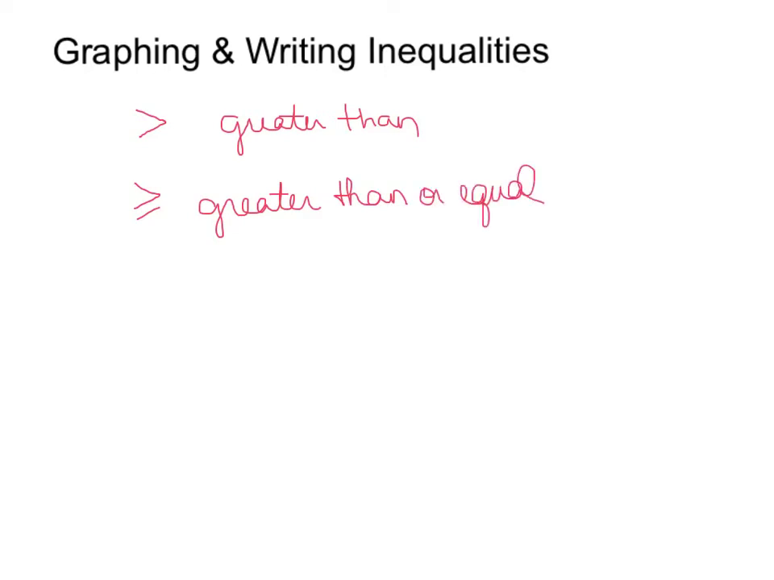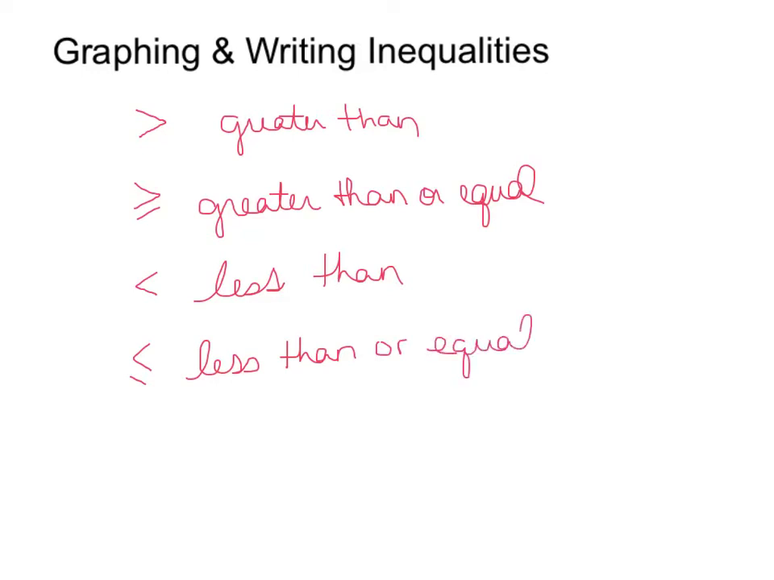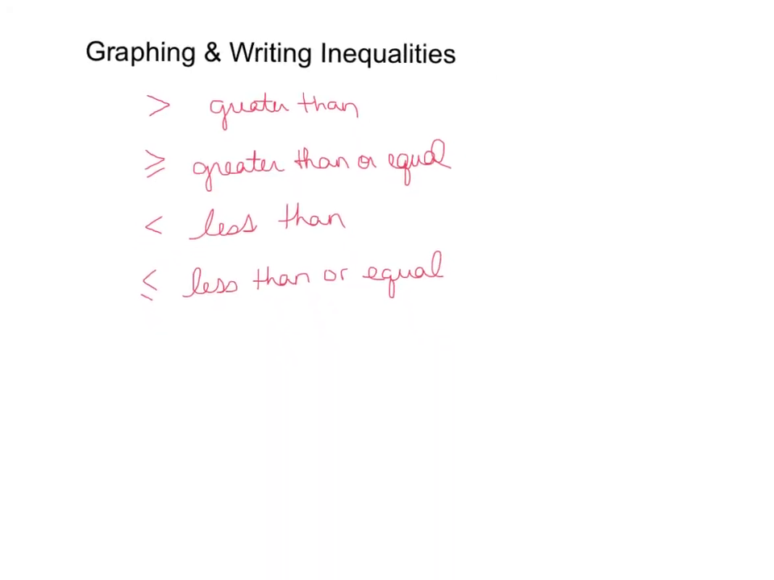So the four symbols, we have a greater than, we have a greater than or equal, we have a less than, and we have a less than or equal to. So these are the four basic inequality symbols that make up all the work we do with inequalities.